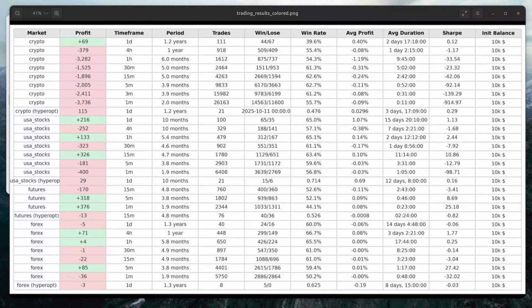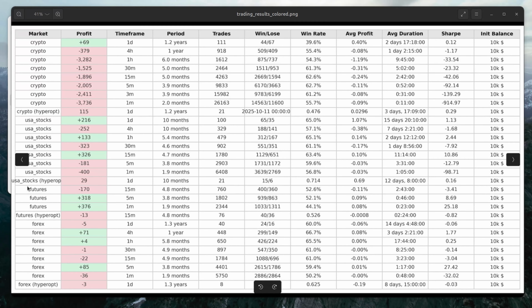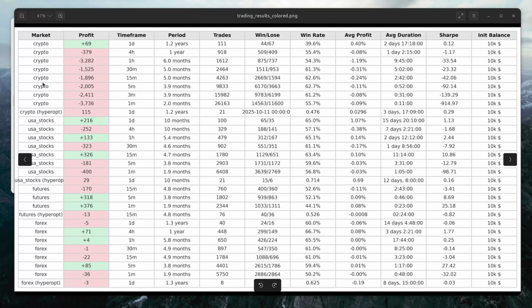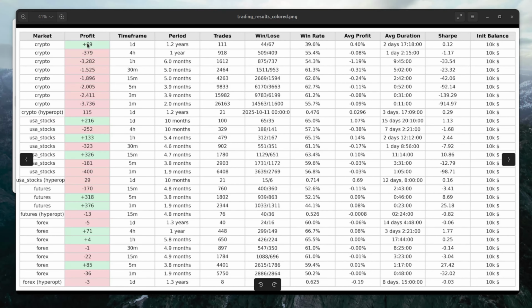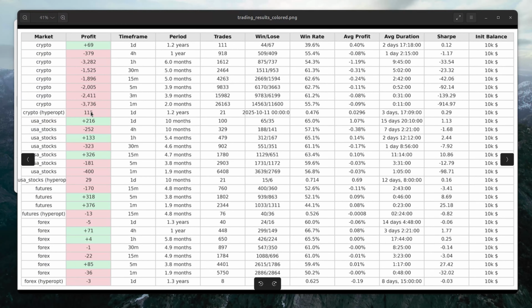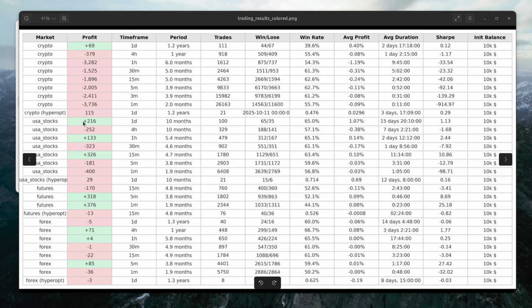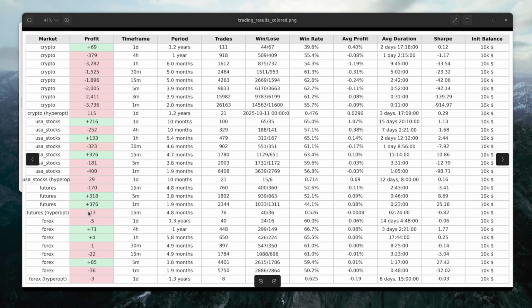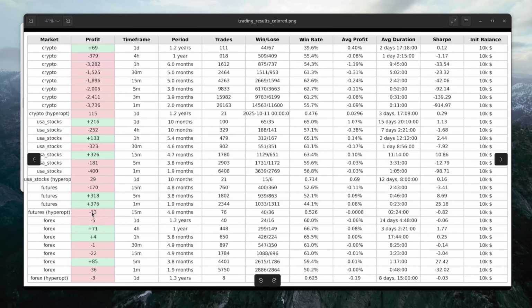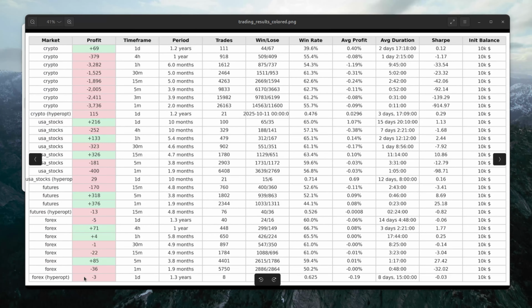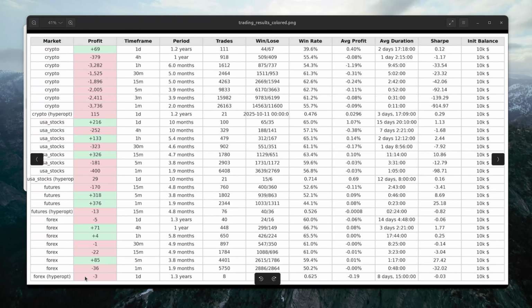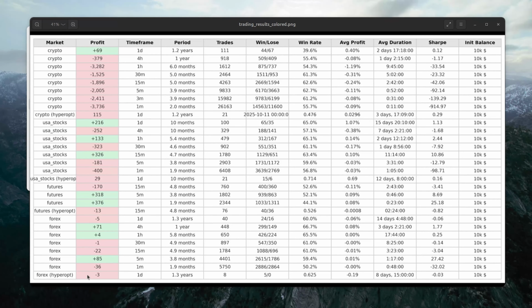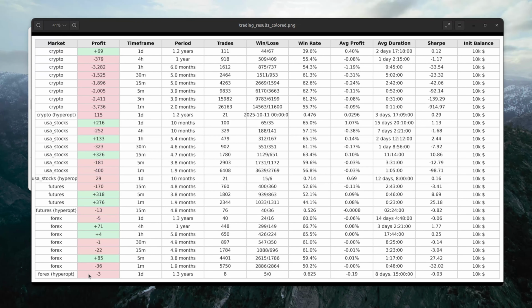And let's check the results table with hyperparameter optimization. So I've run hyperparameter optimization for each market. For example, for crypto, there is a slight increase from $69 to $115 of total profit. In stocks, we also have a slight increase, but nothing dramatic. In futures, we still have negative profit, but we've lost less than before. And same for Forex. So as we can see, hyperparameter optimization increases our profits or decreases our losses, but for this exact strategy, it's not impressive.